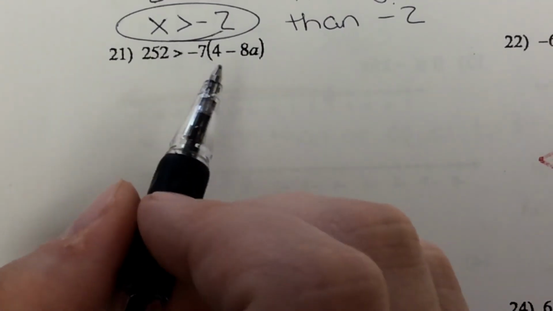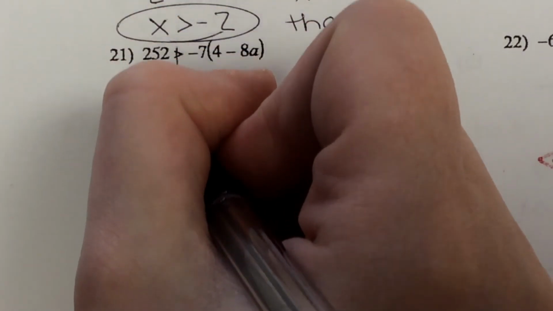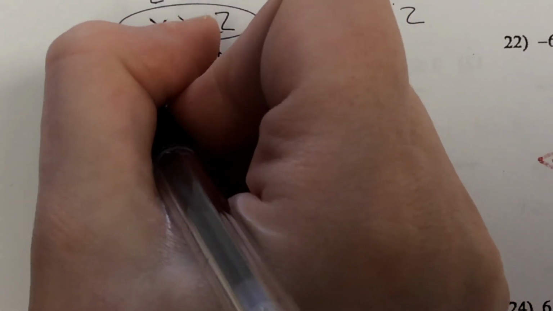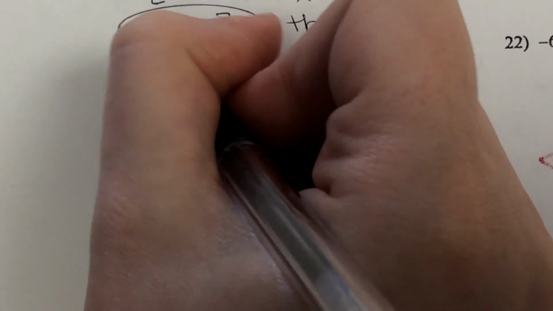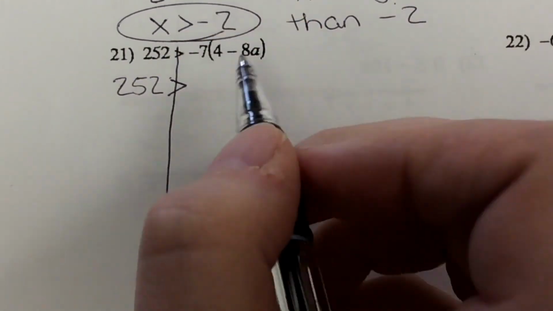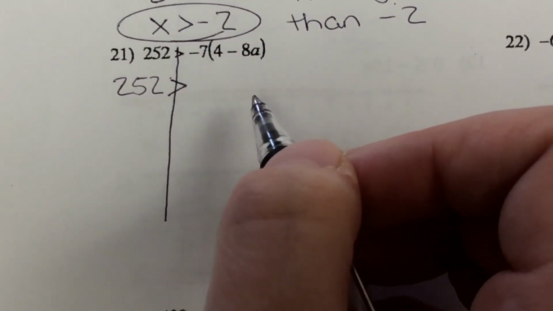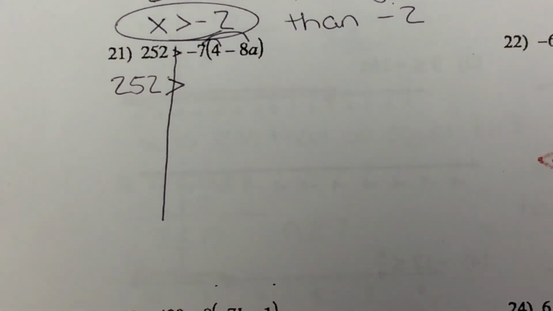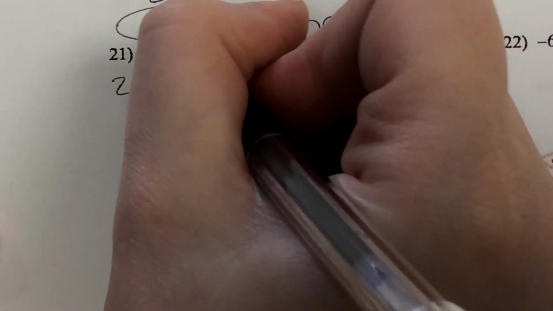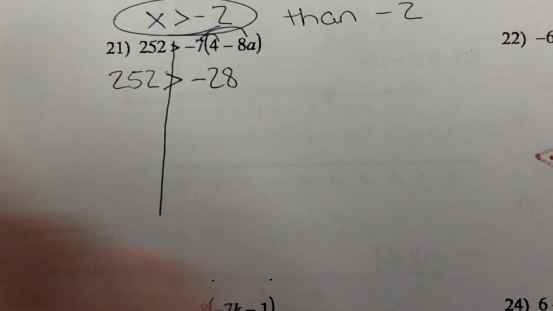All right, we have some distributing to do here. So let's first and foremost draw a line down our equal sign. We have 252. All right, we're going to be dealing with big numbers, so if you have a calculator handy, you might want to grab it. Or you could just do the math long-handed on the side. 252 is greater than -7 times 4 minus 8a. So we've got to distribute that -7 first into the parentheses for each term. So -7 times 4 is going to be -28. And -7 times -8 is going to be positive 56a.